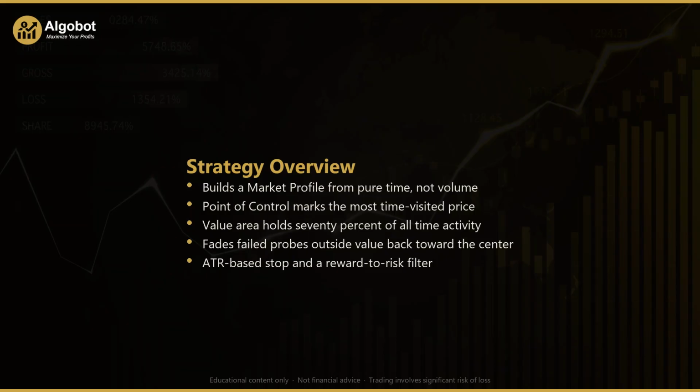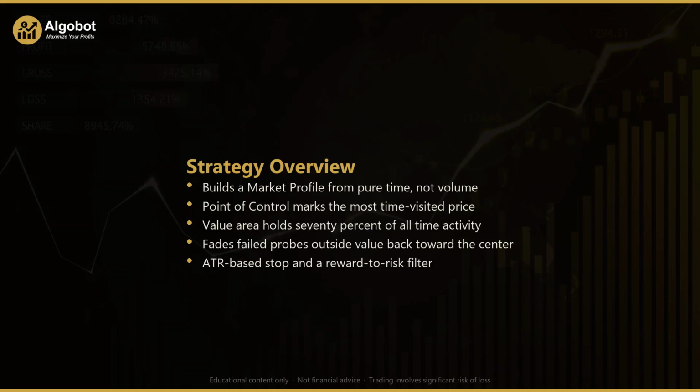Time value area reversion is a market profile strategy. Auction market theory suggests that price spends most of its time inside a region called the value area and only briefly visits prices outside it. When an auction pushes beyond value and then fails, meaning price closes back inside, the market has effectively rejected those outer prices and often rotates back toward the fairest price. That fairest price is called the point of control, the single price level that was visited by time more than any other.